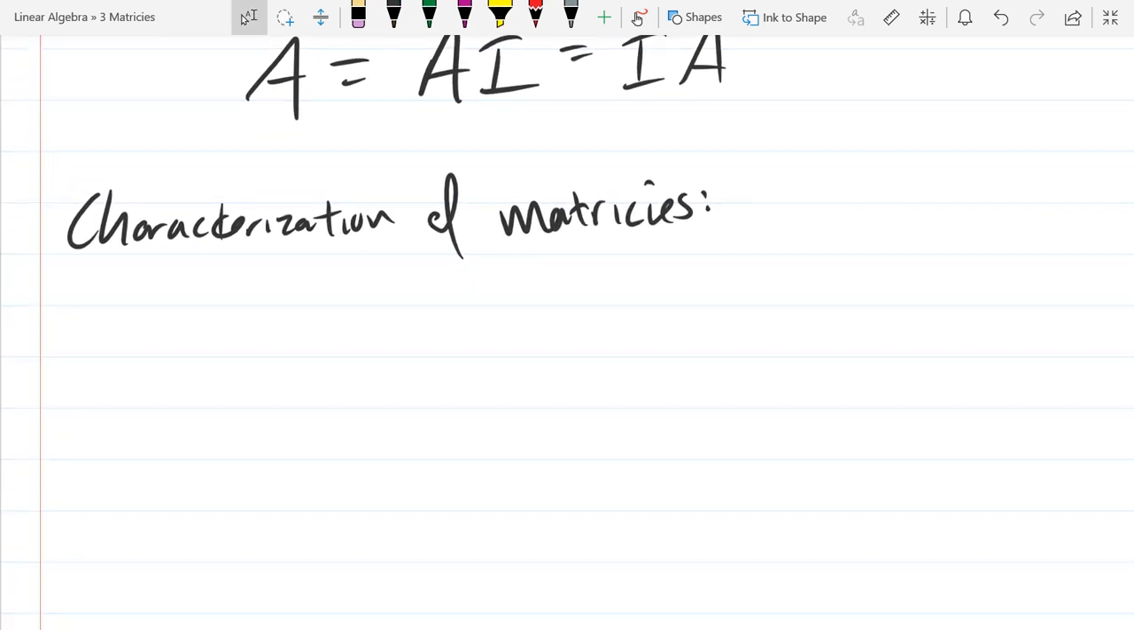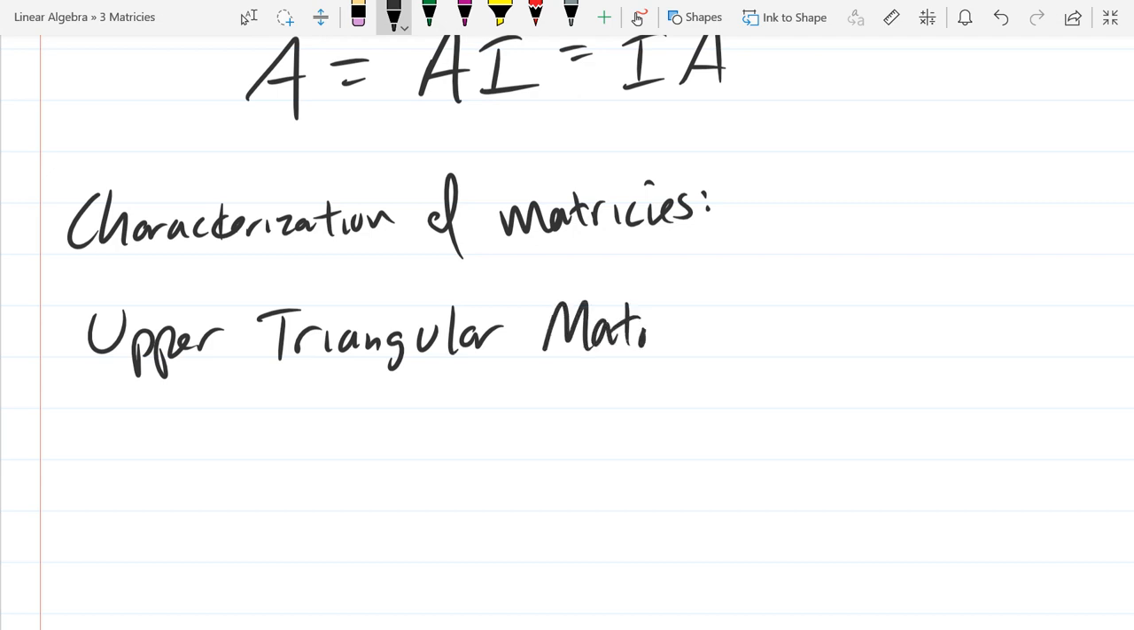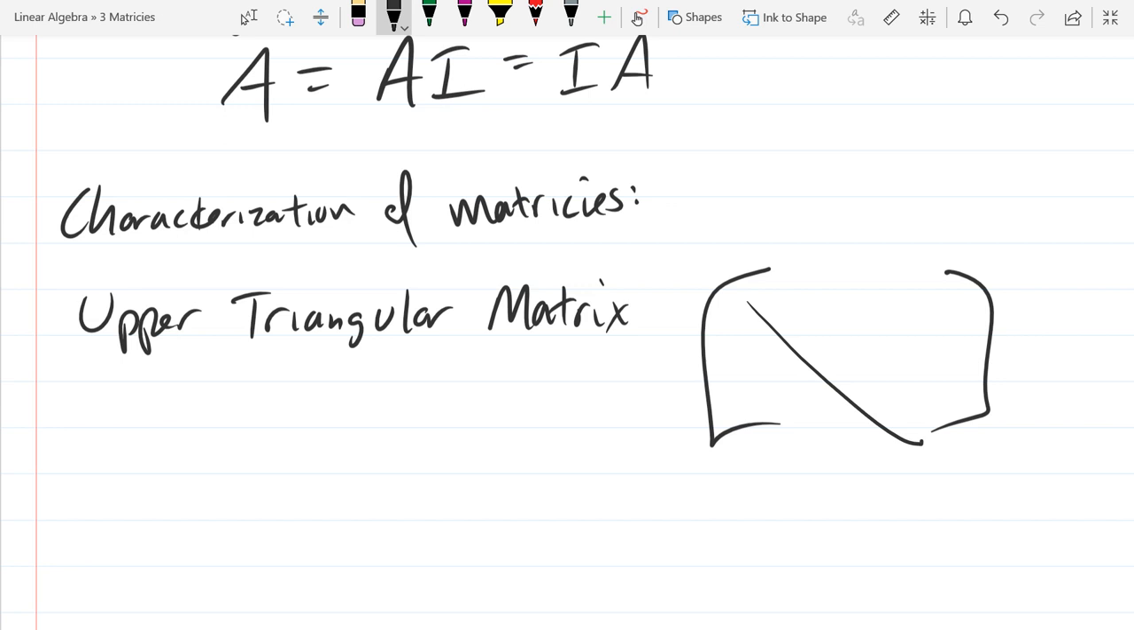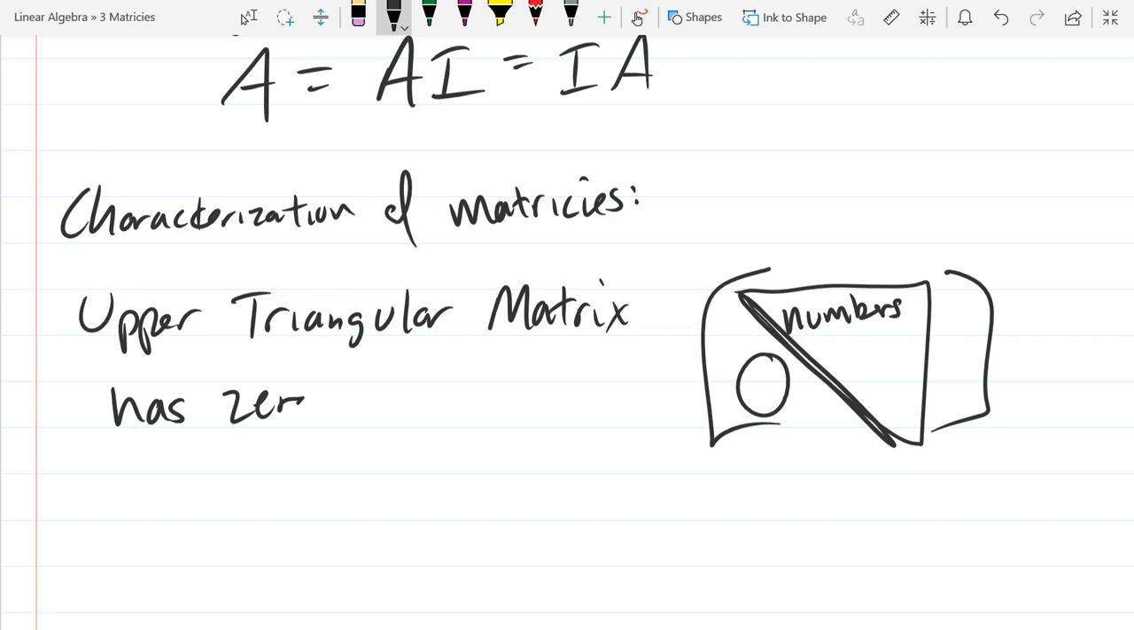So we'll start with an upper triangle matrix. So an upper triangular matrix is going to have all of its numbers in the upper right triangle. So up here will be all numbers, and then in the bottom left will be all zeros. So an upper triangular matrix has zeros below the diagonal.